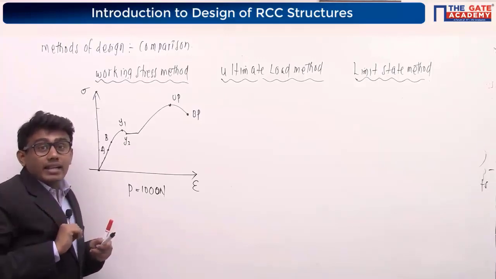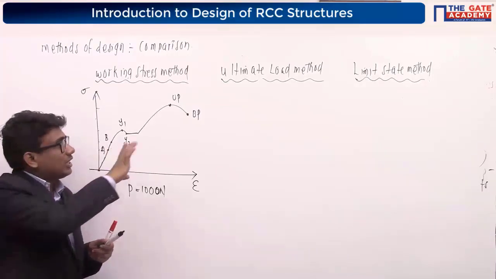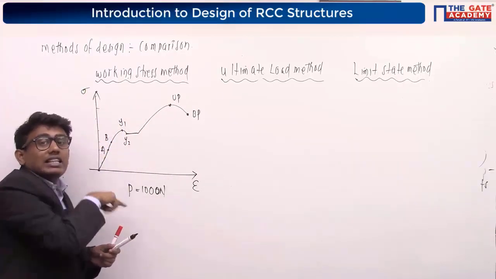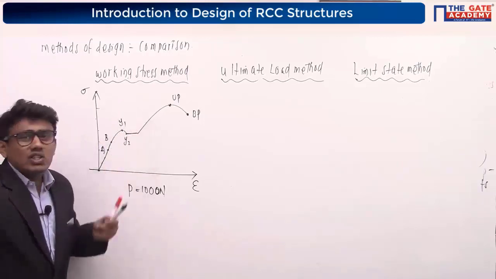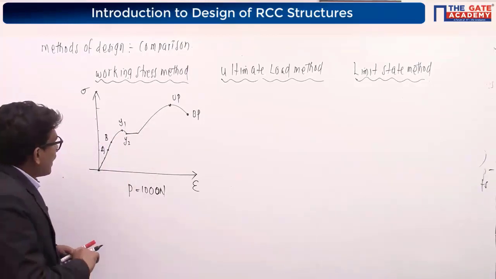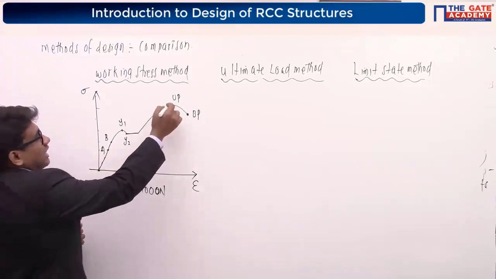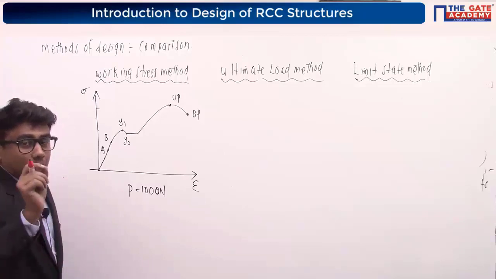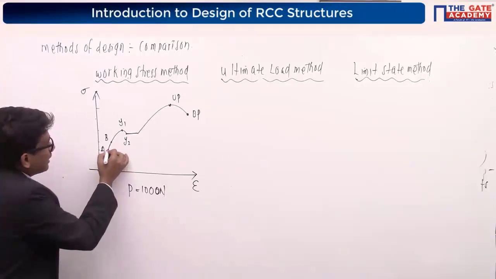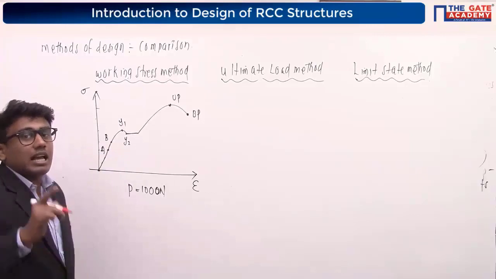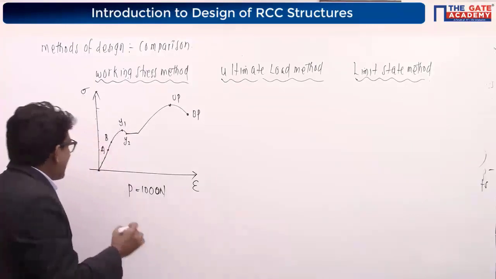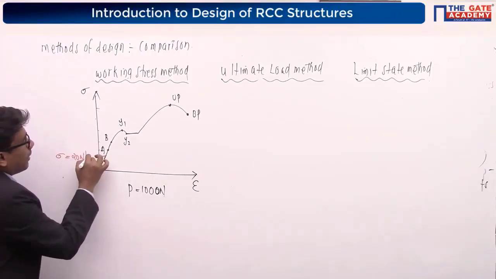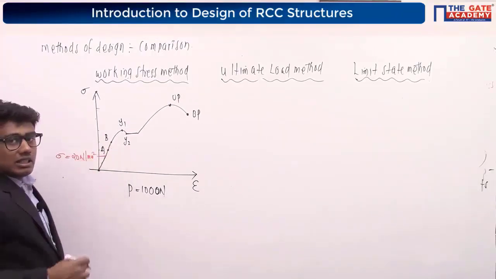Yes, the ultimate point, or ultimate stress point, represents one stress value here. This is the maximum stress the material can carry. But in the working stress method, we will not consider this maximum stress which can be carried by the material. What I am going to do is take a stress value within the elastic limit. For example, suppose this stress value is 20 Newton per mm square, which is within the elastic limit of the material.